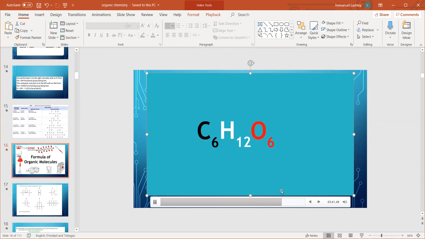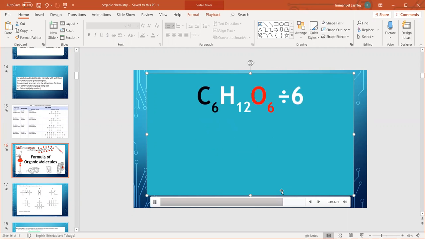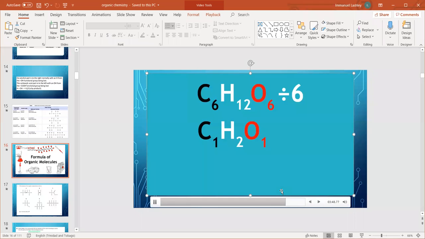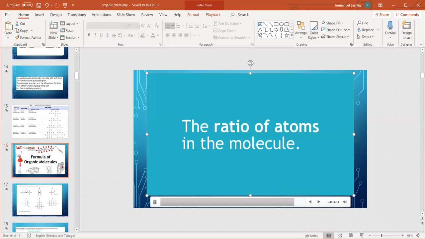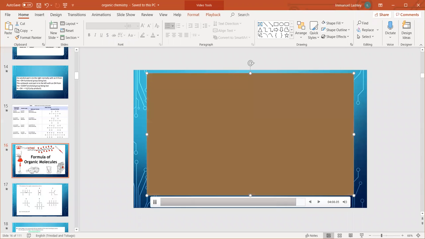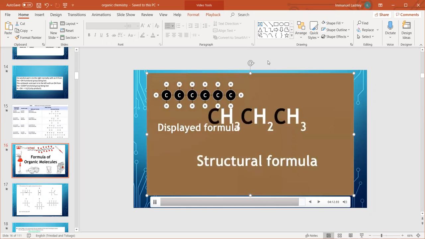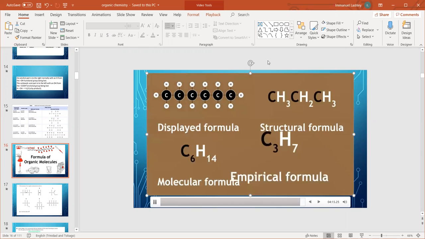They all divide by 6. And so if we do this, we get C1H2O1. We don't show the ones, and so the empirical formula is CH2O. Although empirical formula doesn't show us the molecule or how it is arranged, it does tell us the ratio of atoms in the molecule. Now, at the end of this video, you should understand how to draw organic molecules in displayed, structural, molecular and empirical formula.